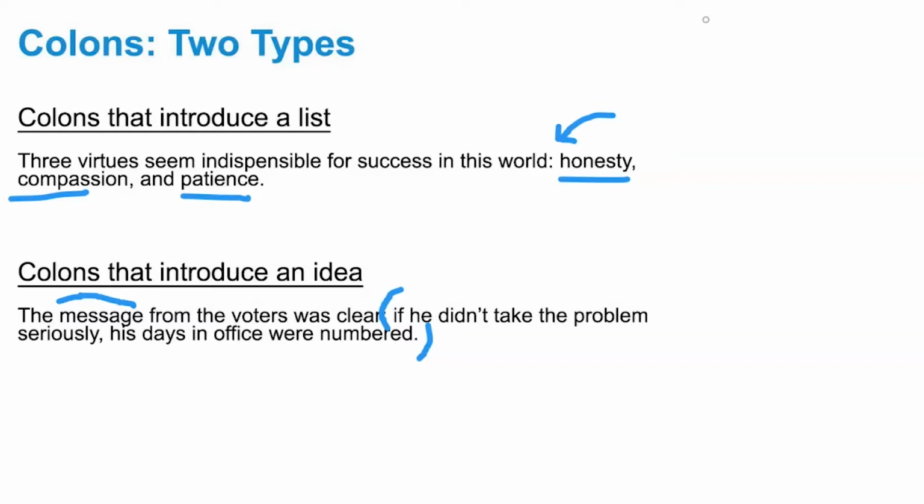And again, similar to the list, it's a way for us to sort of simplify things. Instead of saying the message from the voters was clear, and the message was, if he didn't take the problem seriously, his days in office were numbered, we can kind of cut out a few of those words and simply use a colon to signal this to the reader and then just share what the message is.